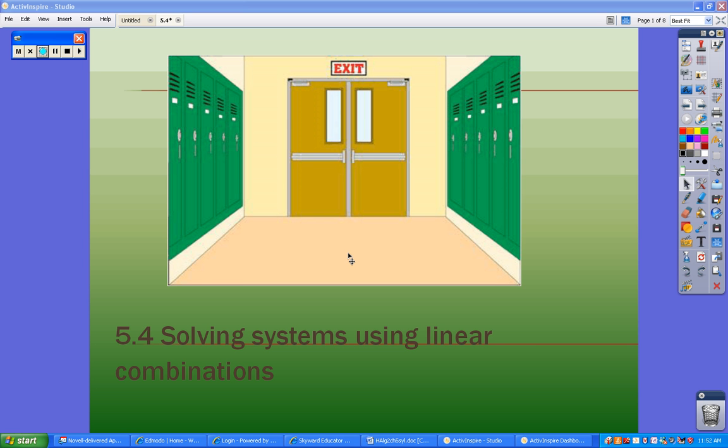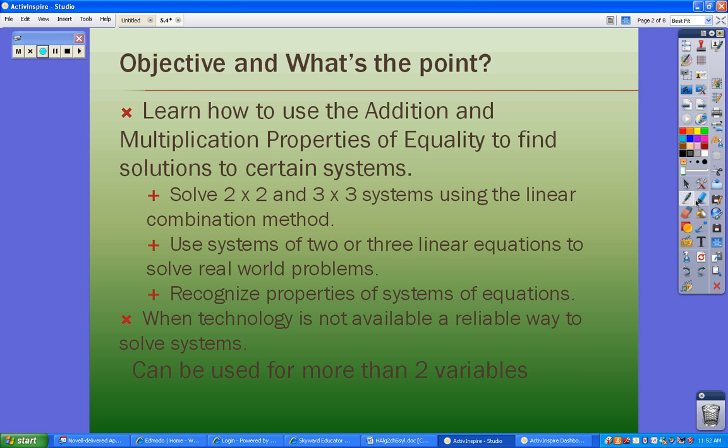These are your notes for 5-4, solving systems using linear combinations. You probably have heard of this before, but you probably called the method elimination. It's the same thing, but they're calling it linear combinations in this book. So, objective and what's the point?